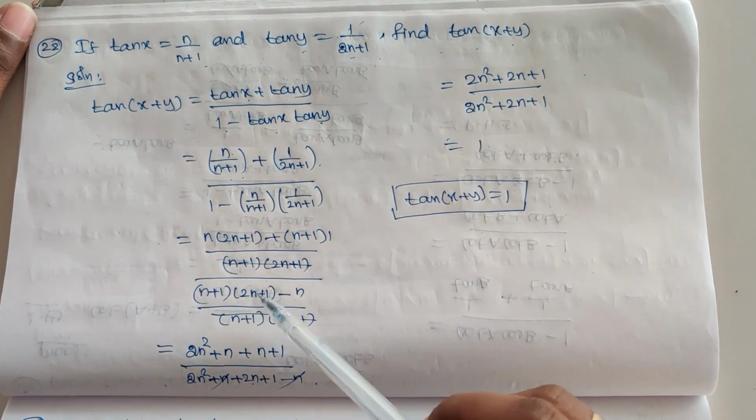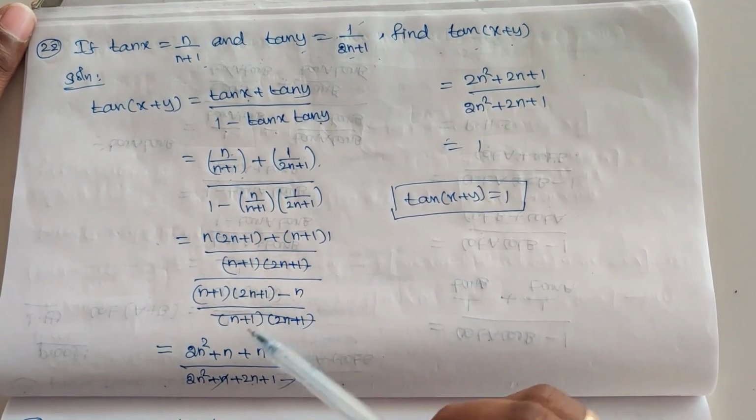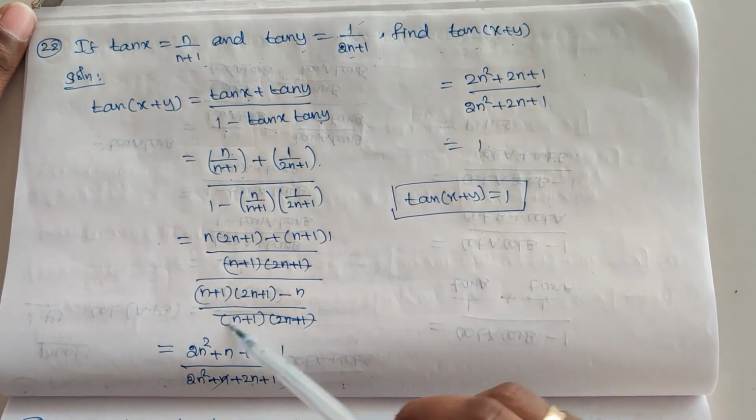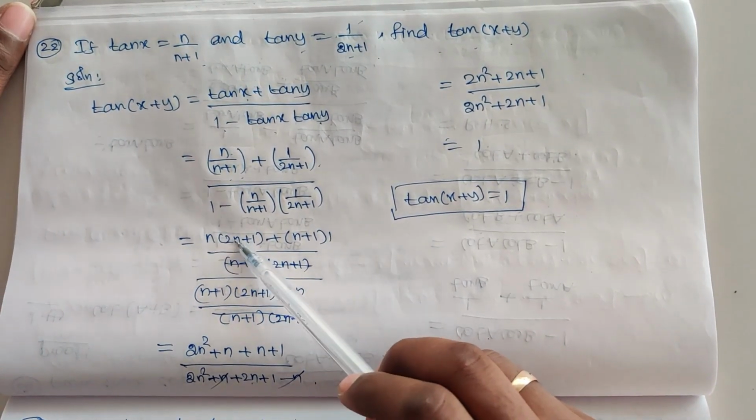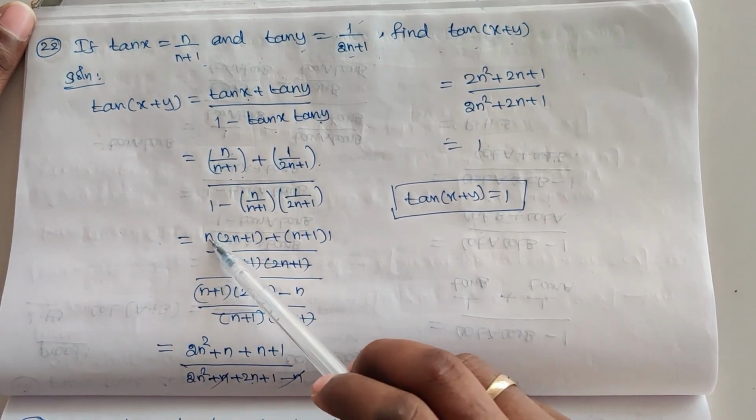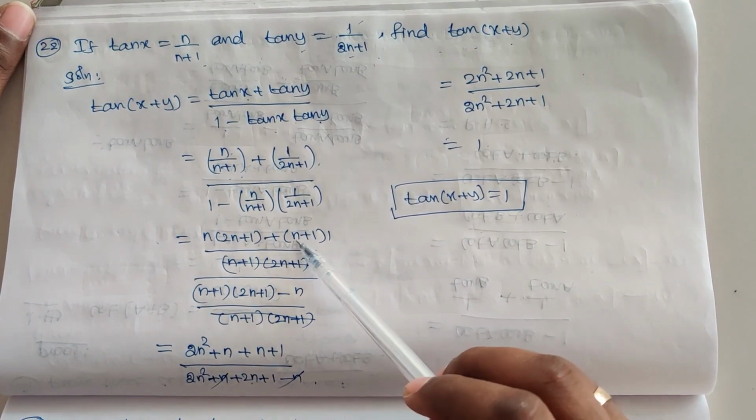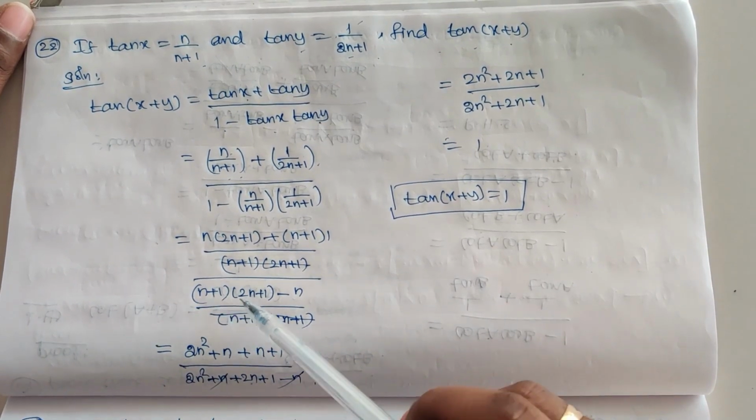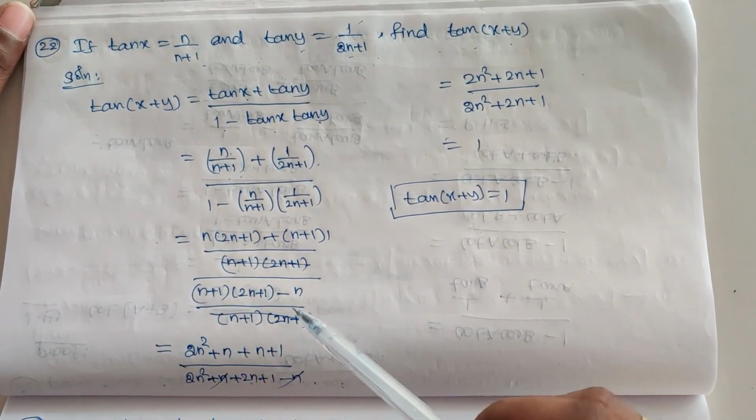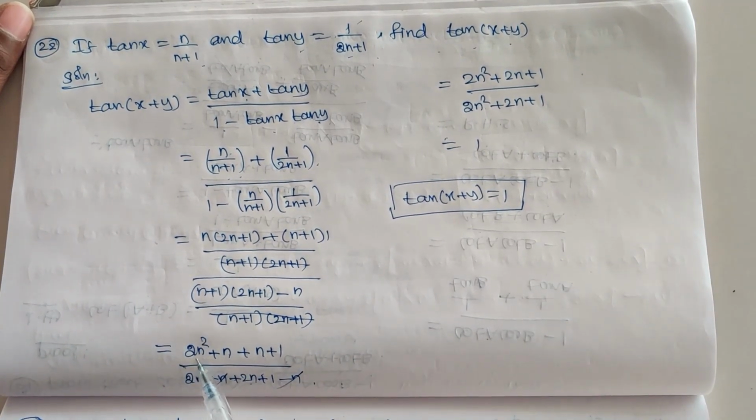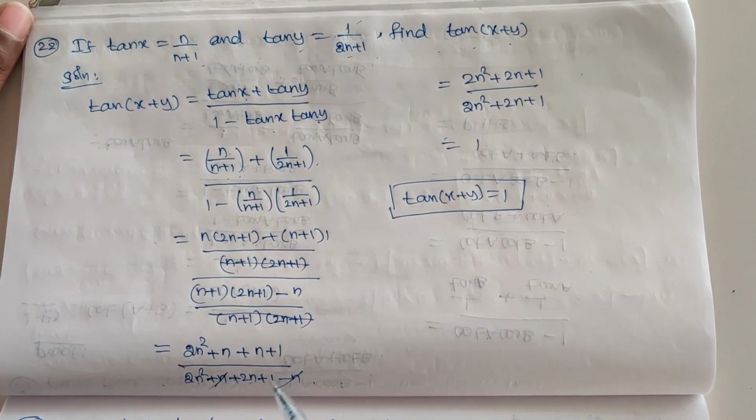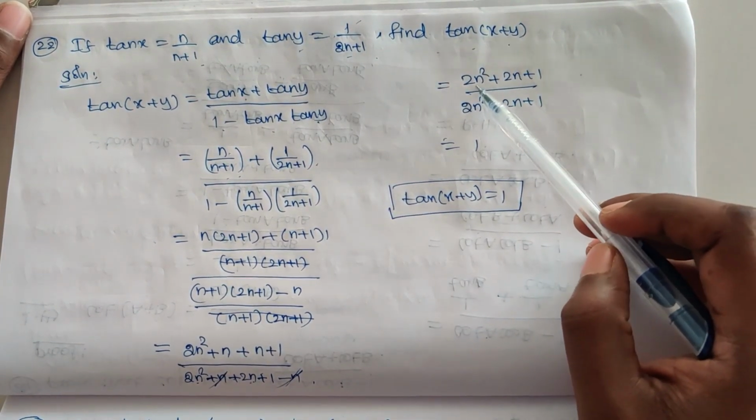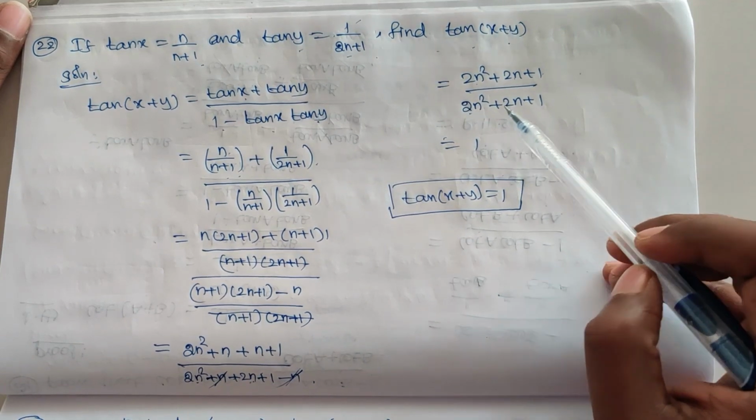So n plus 1 into 2n plus 1 minus n into 1, the whole divided by n plus 1 into 2n plus 1. So the denominators get cancelled. So we multiply this n inside: we get 2n into n, 2n square, plus 1 into n, n, next n plus 1, the whole divided by n into 2n, 2n square, n into 1 plus n, next 1 into 2n, 2n, 1 into n, 1 into 1, 1 minus n. So totally we get 2n square plus n plus n, 2n plus 1, the whole divided by 2n square; here plus n and minus n get cancelled. So 2n square plus 2n plus 1. So totally we have 2n square plus 2n plus 1 the whole divided by 2n square plus 2n plus 1.